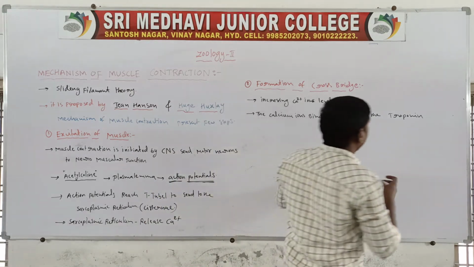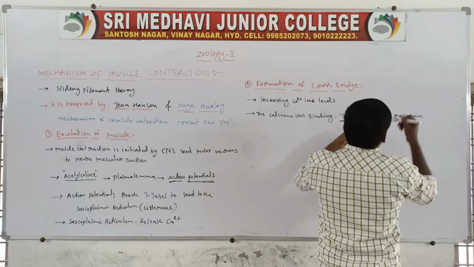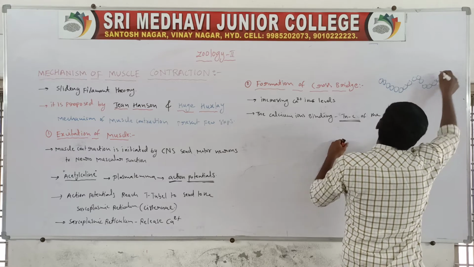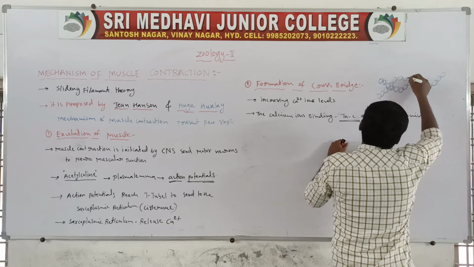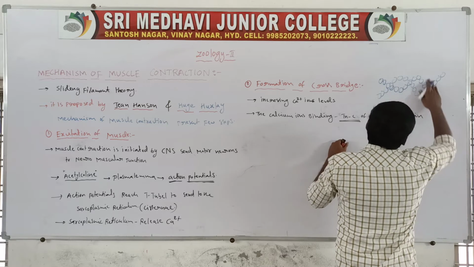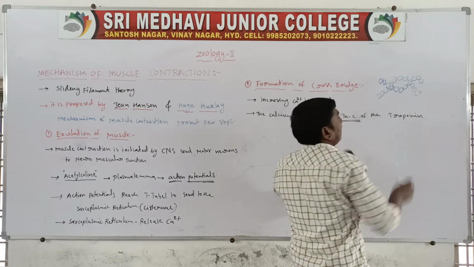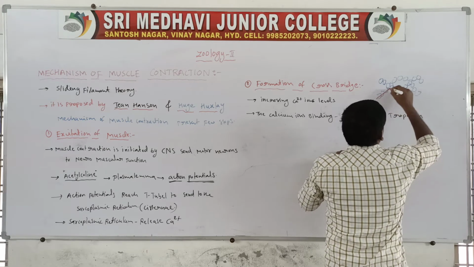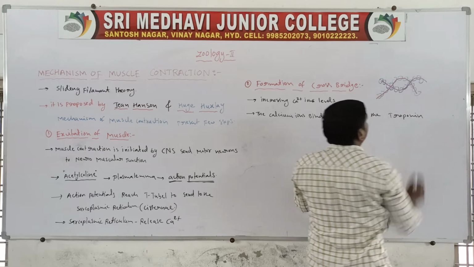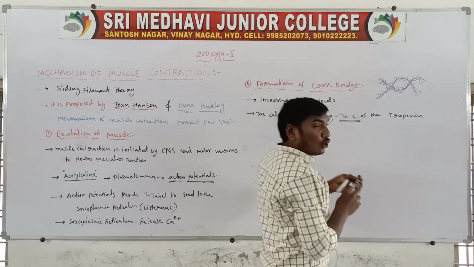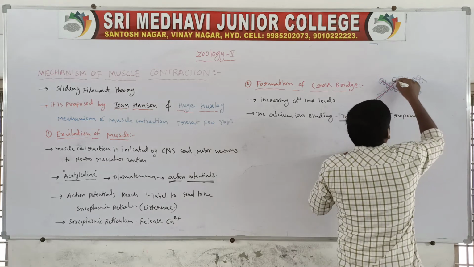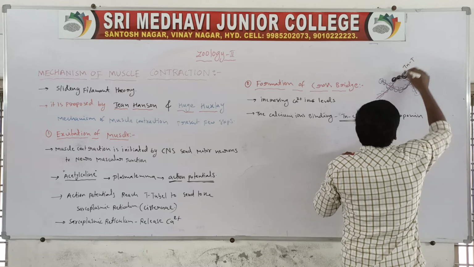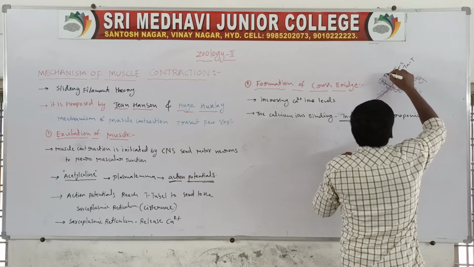So the diagram: these are the thin filament. They are the actin. The actin contains tropomyosin. Another one is the troponin. Troponin contains 3 subunits: troponin T, troponin C, troponin I.